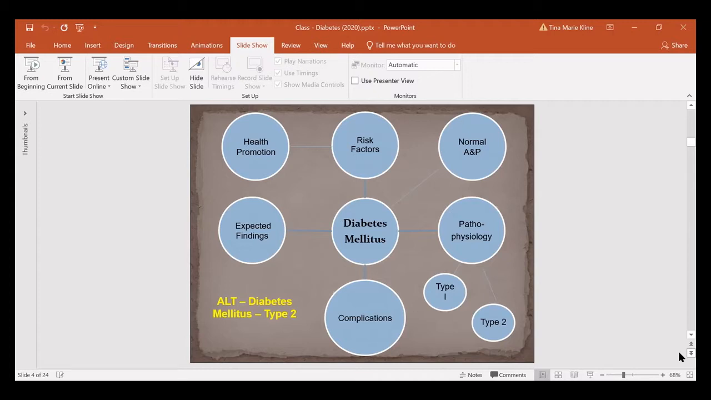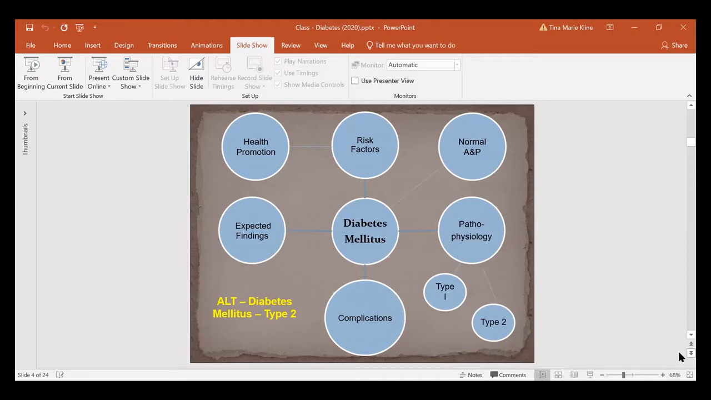With the expected findings, as you looked in your books and you were preparing your ALT, you probably heard about the 3 polys: polyuria, polyphagia, polydipsia. Those tend to be a little bit more pronounced in your type 1 diabetes. Basically because your cells are absolutely starving and the fact that your serum glucose levels are just really out of control. You'll see those things also with type 2 diabetes, but they're not as pronounced. They may not be picked up as early.